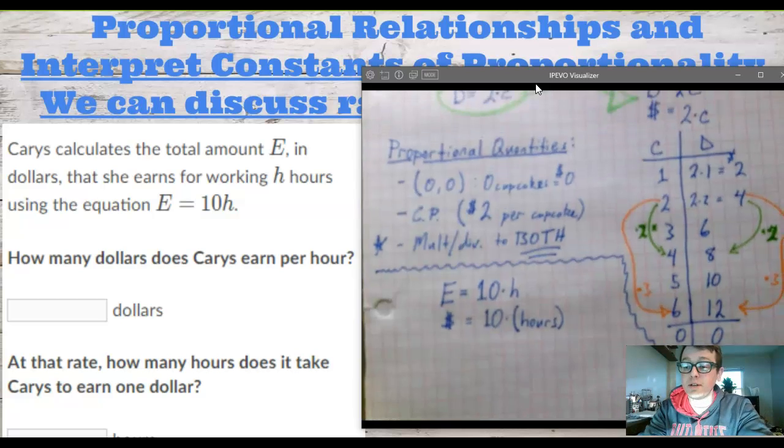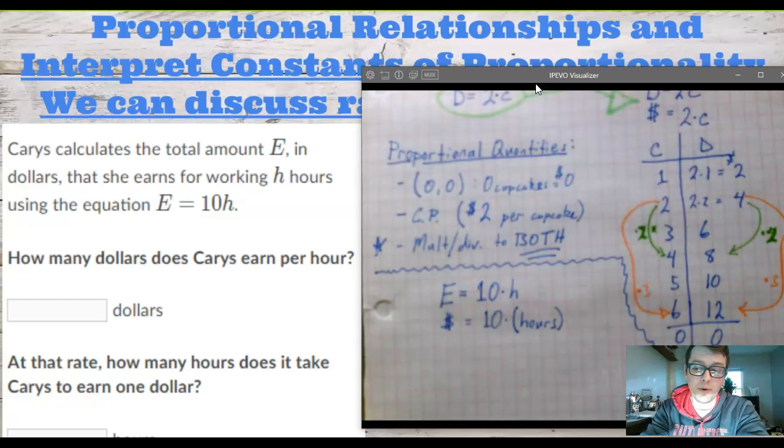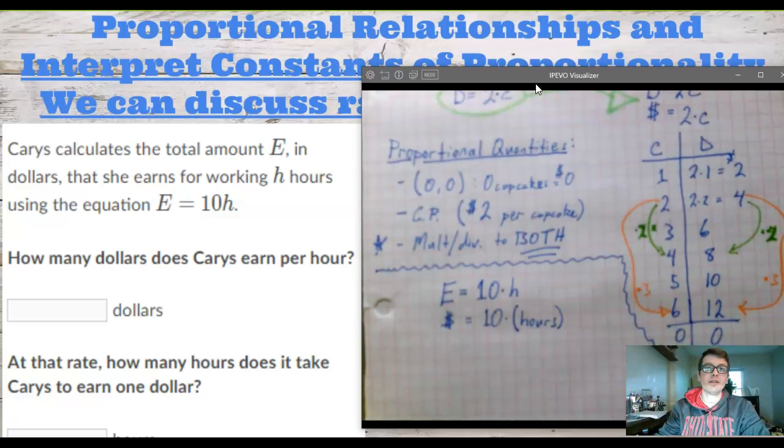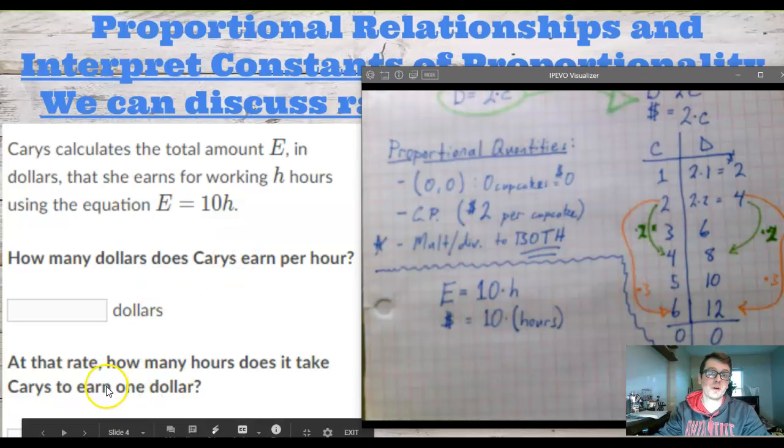I want you guys, and you're going to be in your breakout room quicker this time, you won't have as long to chat, to talk about what is the 10? What does that tell us? And then how would we answer both of these questions?